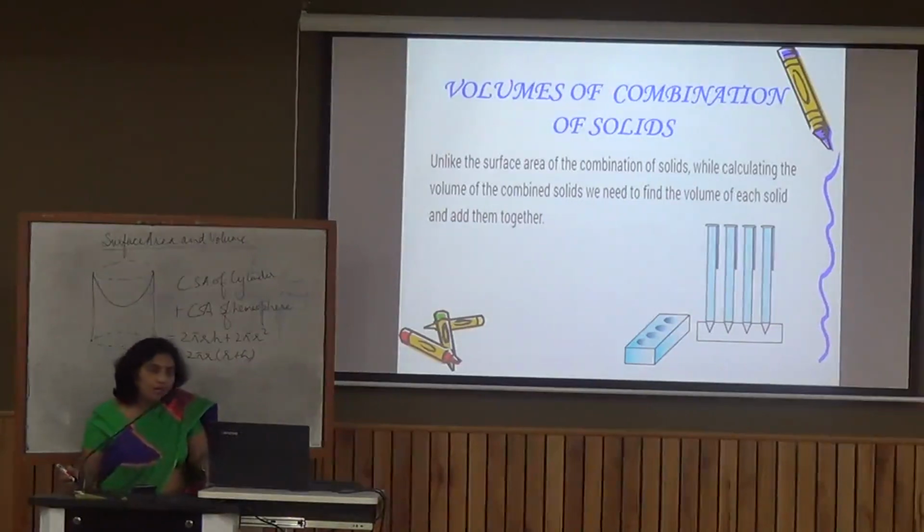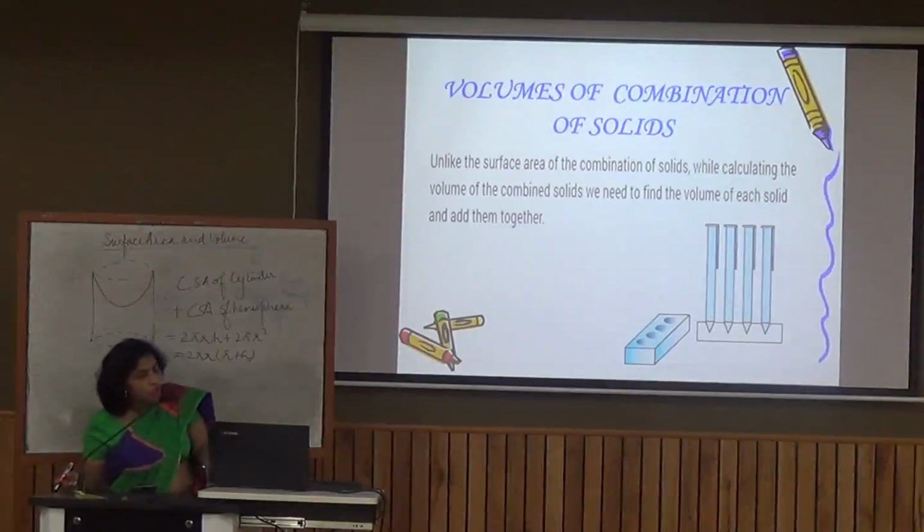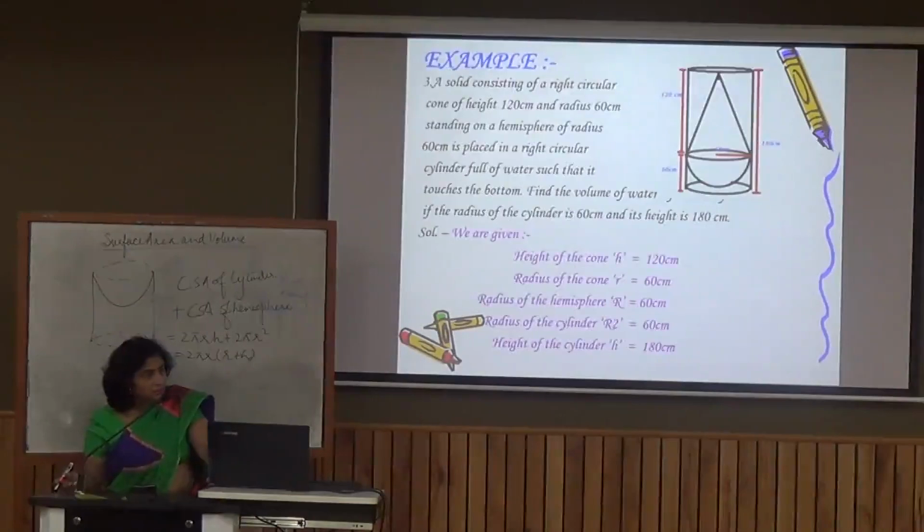So if I have to calculate the volume of this pen stand, I have to calculate the volume of the cuboid, and then I have to subtract the volume of the 4 cones which are being made as depressions in it. Let's move on to the example.